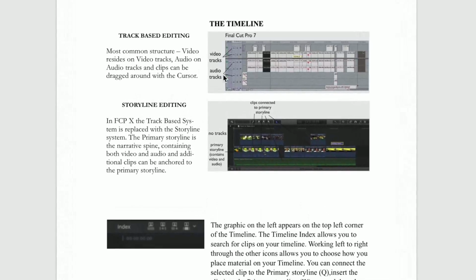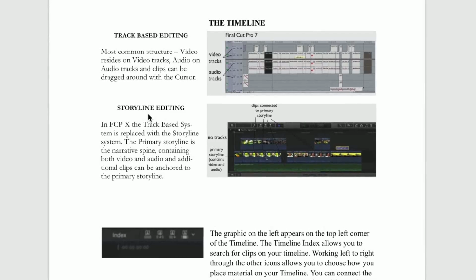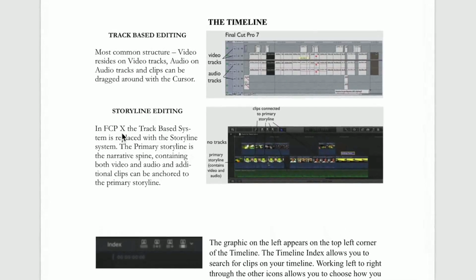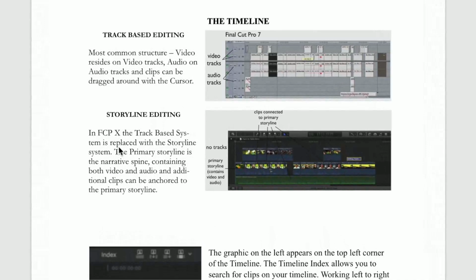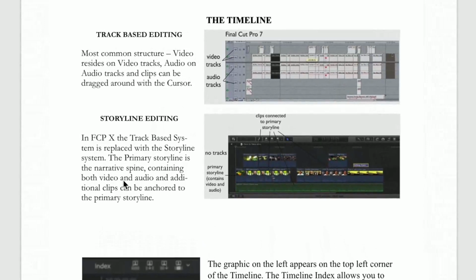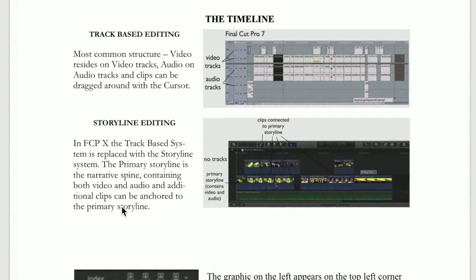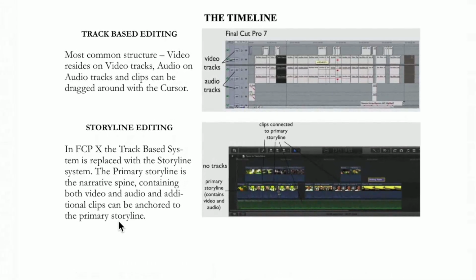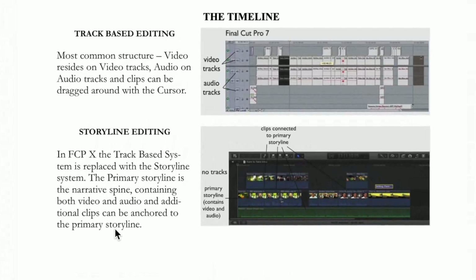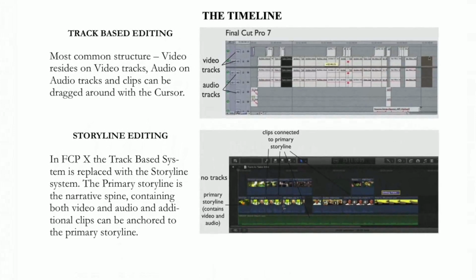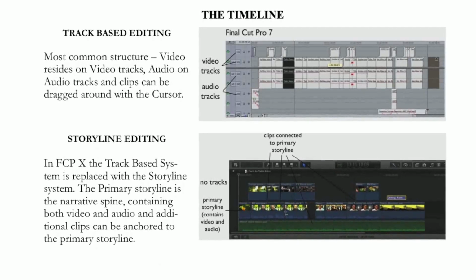Final Cut Pro X swaps this for what we call storyline editing. It's a whole different approach. In FCP X, the track-based system is replaced with the storyline system, and the primary storyline is the narrative spine, containing both video and audio, and additional clips can then be anchored to the primary storyline. We're going to look at the controls that allow you to do this and then demonstrate what we're talking about.